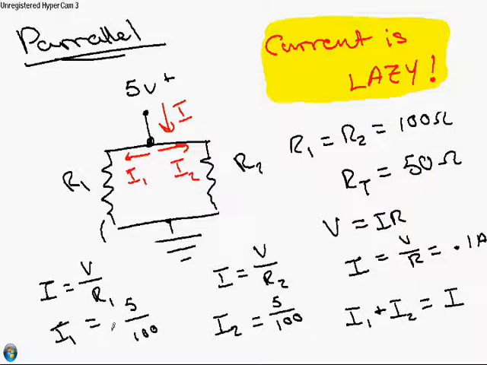So this is obviously 0.05 amps, and this would be 0.05 amps, which summed together will give you that. So it's dividing the current. It's changing the current throughout the system. It doesn't stay constant, because the current at this point will be different than the current at this point.